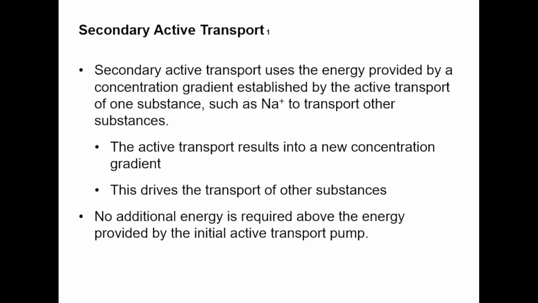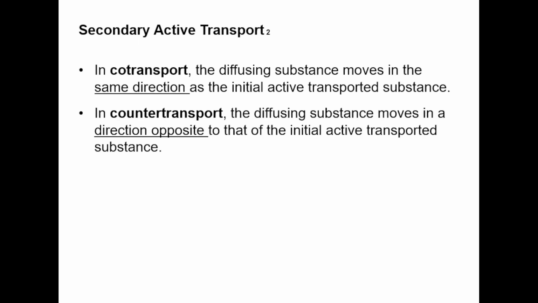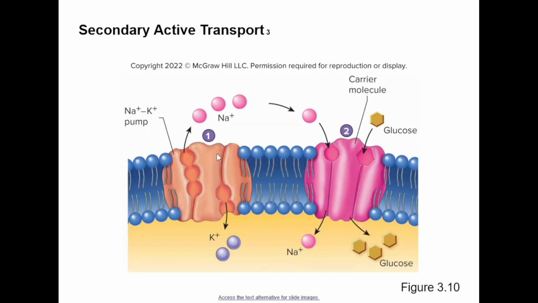So the active transport results in a new concentration gradient, 'di ba? Because there is more concentration of sodium outside, it wants to go in naman. It wants to go in naman, 'di ba? So no additional energy is required by a secondary active transport. So let's see. Ayan. So this is your active transport: 3 sodiums out, 2 potassiums in. And then this is your secondary active transport.